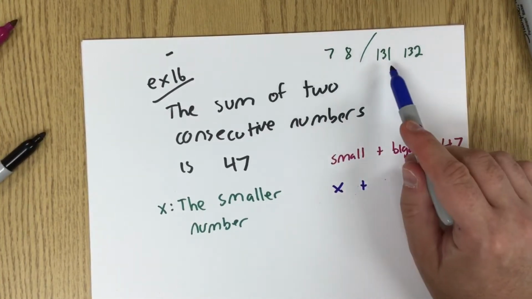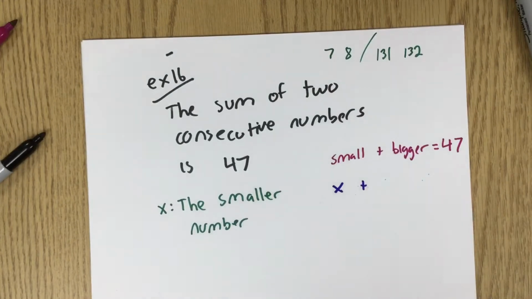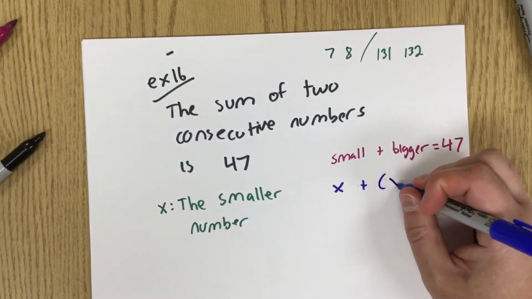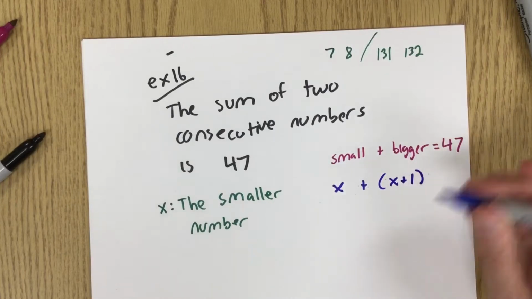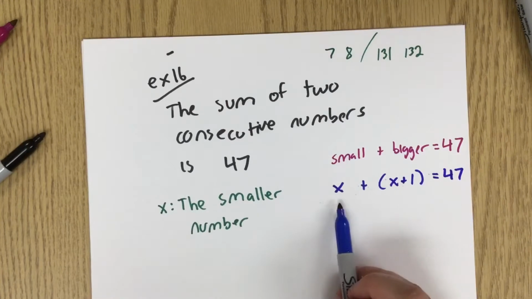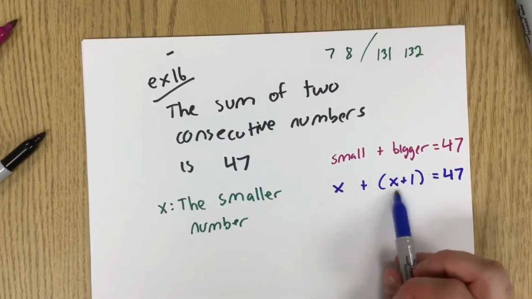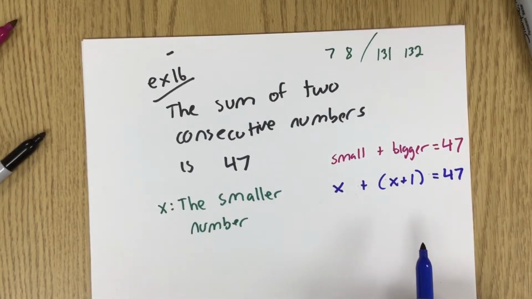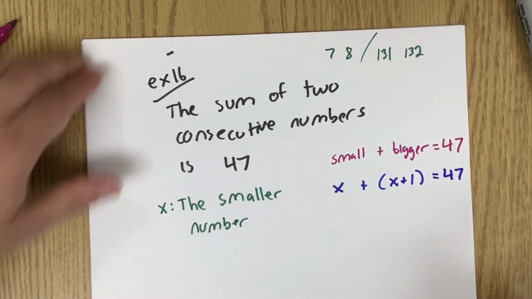Consecutive is one more than that. That's our number. The next consecutive is one more than that. So that's our smaller number, and the one that's one bigger than that is the number plus one. And that's what we have here. We have a number plus the next consecutive number equals 47. And that's the equation for that one.